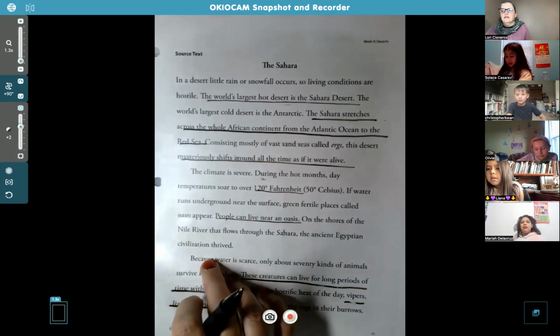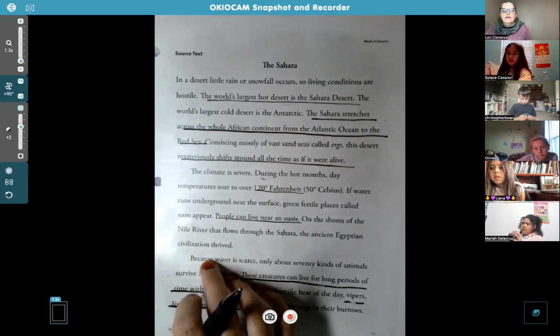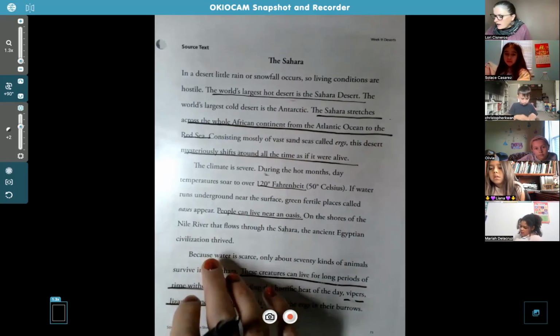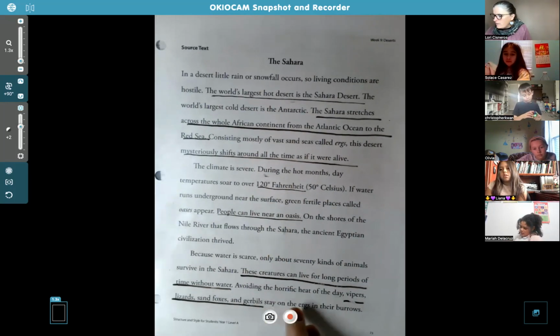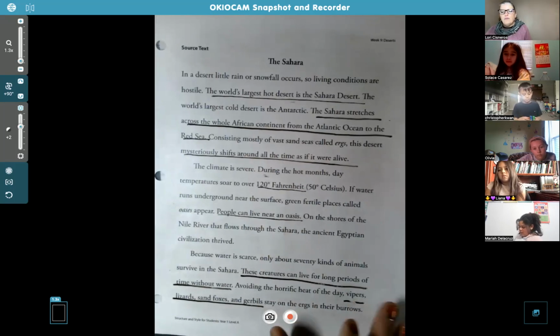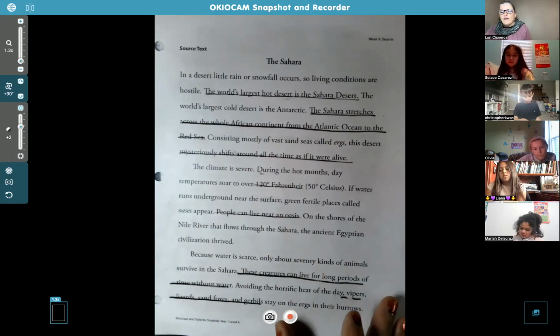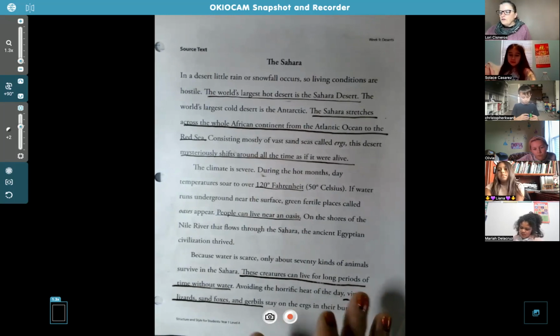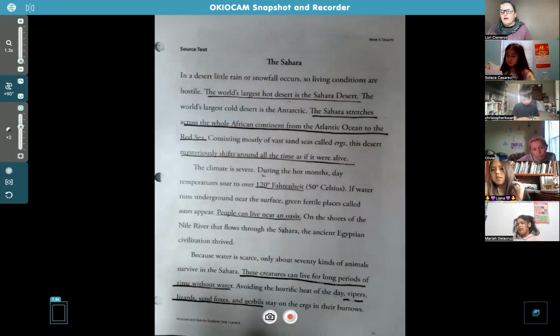That animals can live without water for a long time. Yes, I got that too. That's at the bottom here. What if we tell a little bit more about where the desert is first? So look more at the top of what you underlined. What do you have up there?